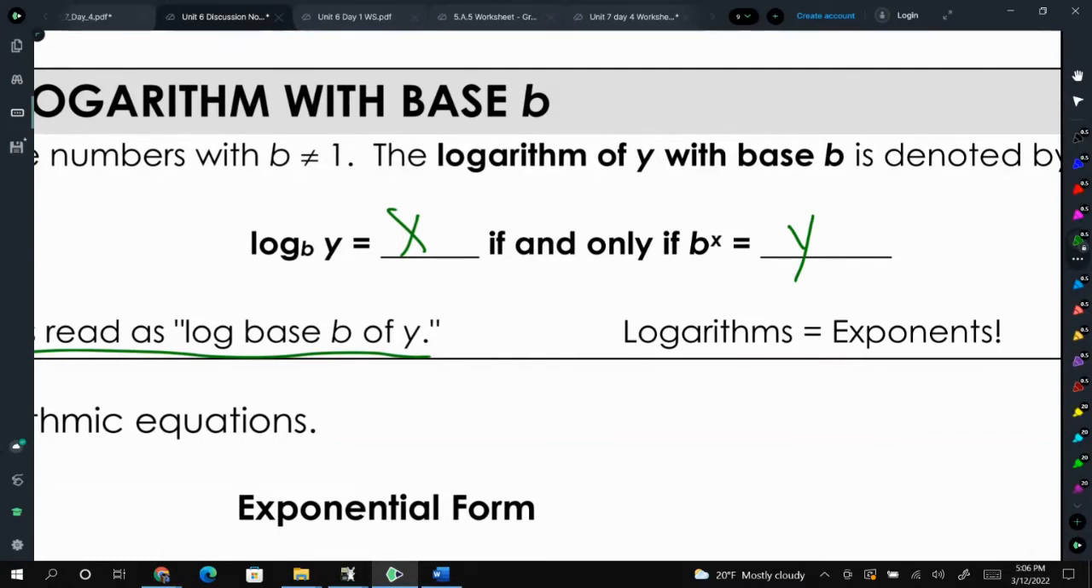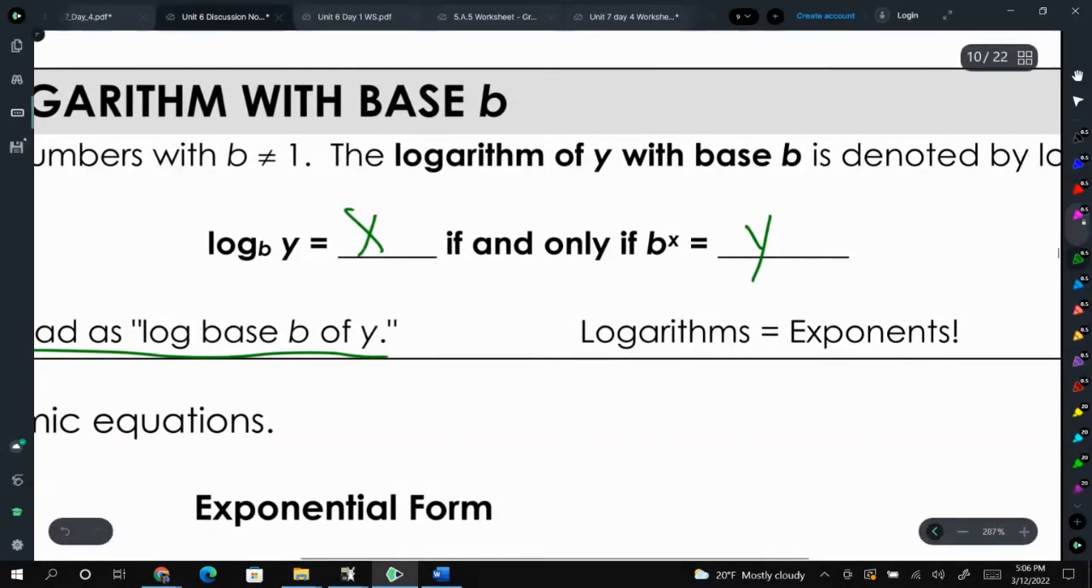So I want to talk about this for a little bit so that you can really understand what's going on here. So we have log base b, and then you have b as your base number being raised to a power. And notice that the log part and your exponent x are on opposite sides of the equation. So that's why right here we say logs equal exponents. And then finally, the y part just kind of hangs out there.